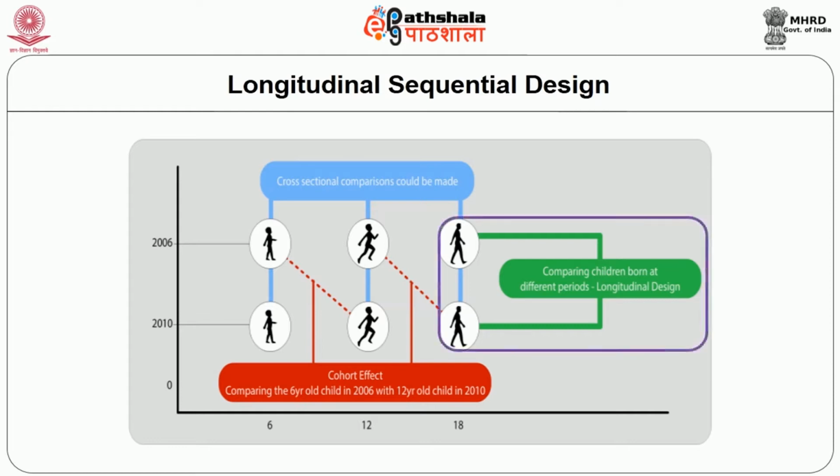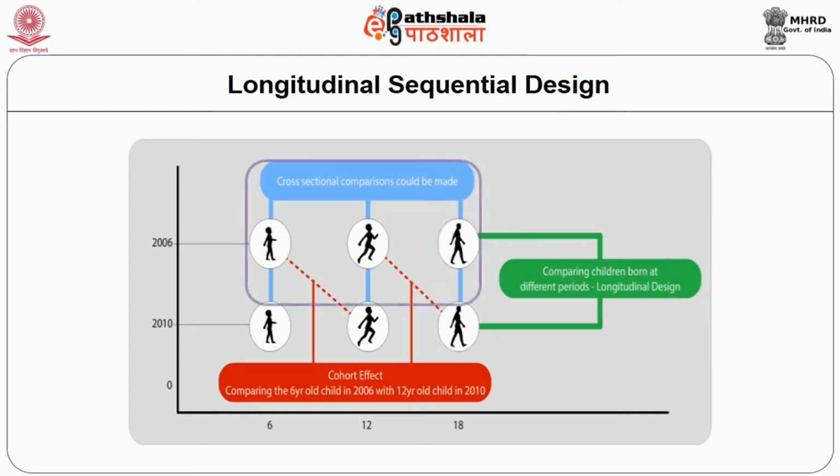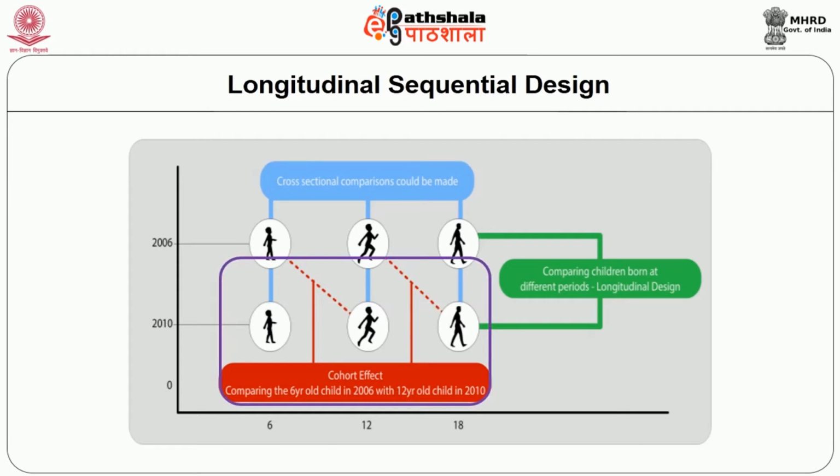The green lines in the illustration indicate the comparison of children born at different periods and thereby accounting to the longitudinal design. The blue lines show the cross-sectional comparison. Say for example, a child of 6 years is studied in 2 different periods, in 2006 and in 2010. Hence, a pitfall of both the longitudinal and cross-sectional design is the cohort effect, which gets resolved in this new design. The red lines compare a 6-year-old child studied in the year 2006 with a 12-year-old child studied in 2010, and a 12-year-old in 2006 with an 18-year-old in 2010.